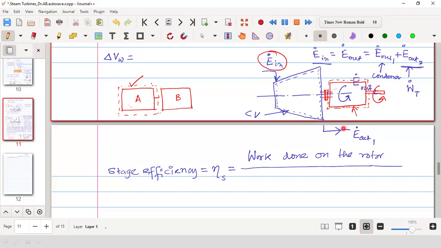So now, let us see what is that stage efficiency work done. In the case of the stage also, the work is done on the rotor, and it is the isentropic enthalpy drop, because across the stage there is isentropic enthalpy drop. Now that is also happening in the nozzle itself.